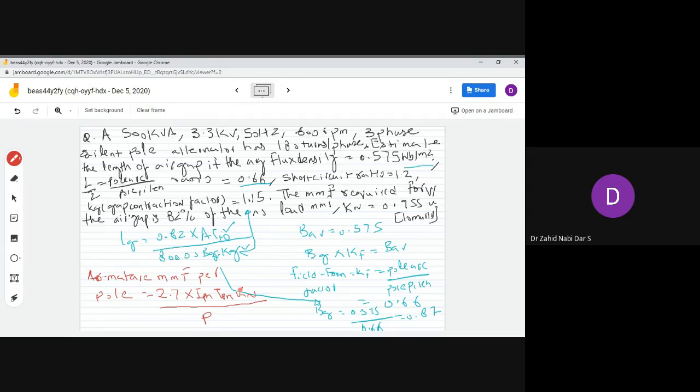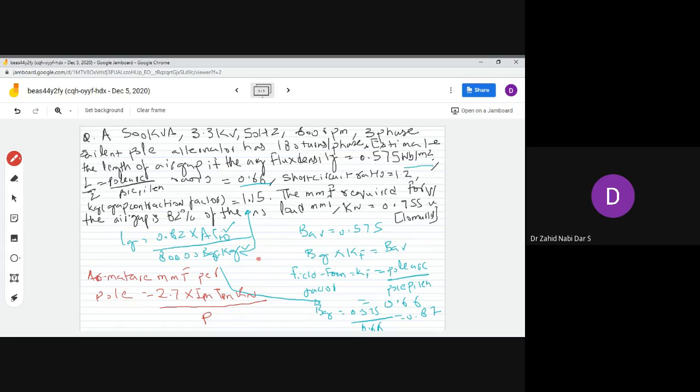So this value you can calculate. Please calculate the value. The number of poles, 600 rpm. What you require is the number of poles. If the number of poles is not mentioned, you can calculate it from the 600 rpm. How do you calculate the number of poles?